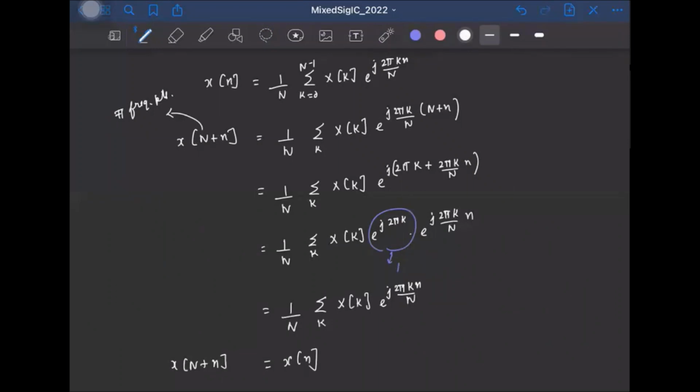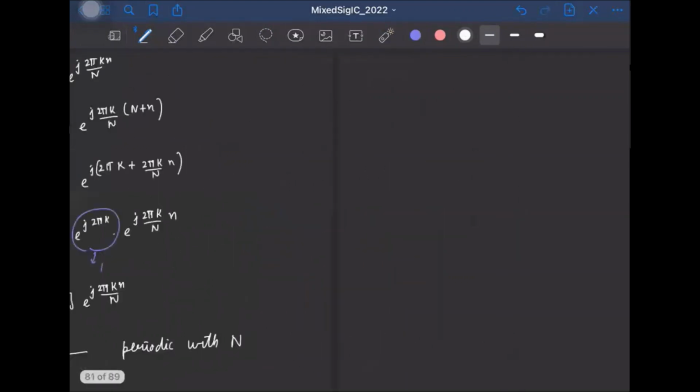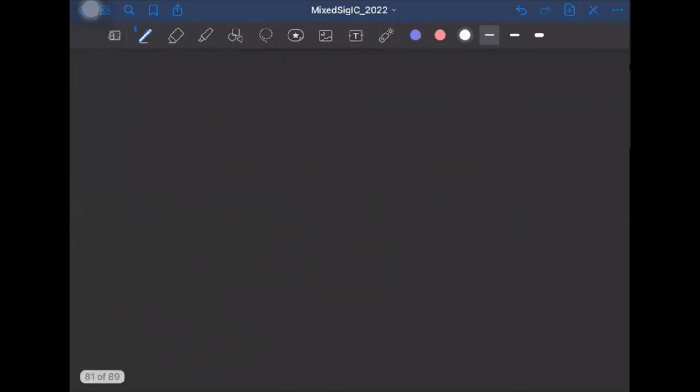So what this says is that if we take a sequence x of n, find its Fourier transform by taking only N frequency points, and let's say you try to reconstruct the signal back from this x of k, what you will find is that the reconstructed sequence will be periodic with N. Right? Well, one way to understand this is as follows.